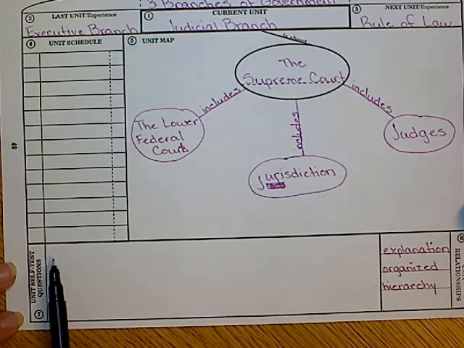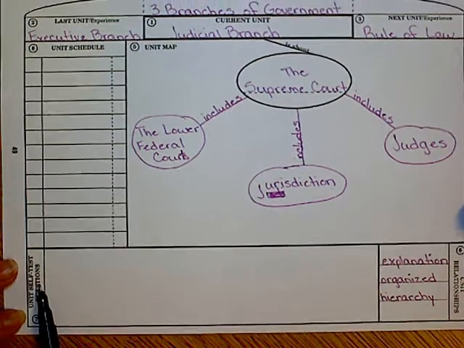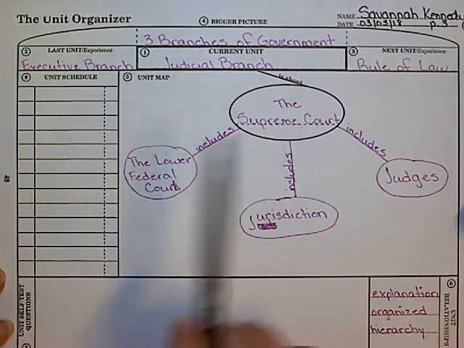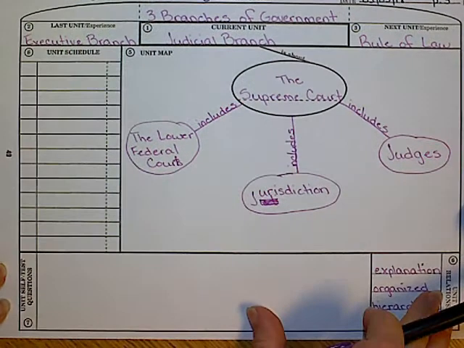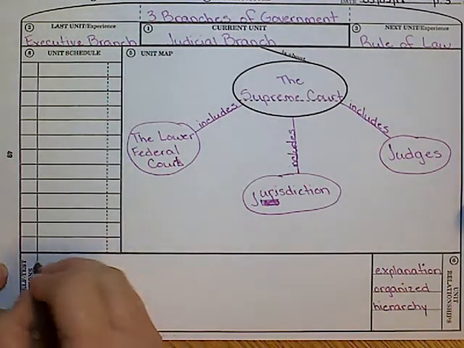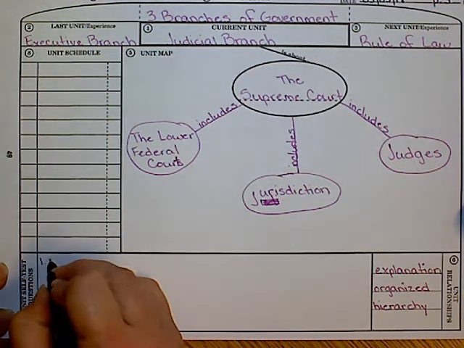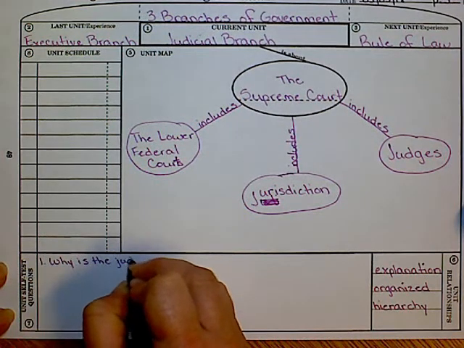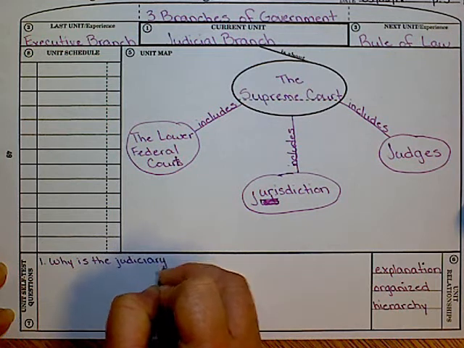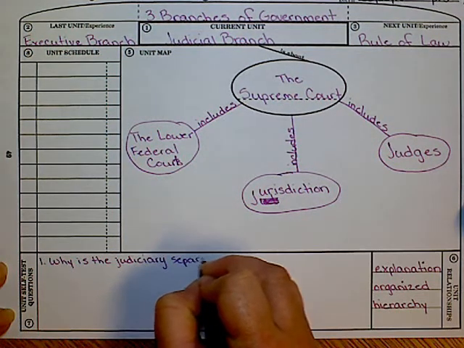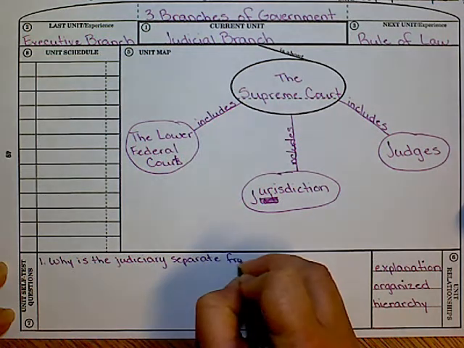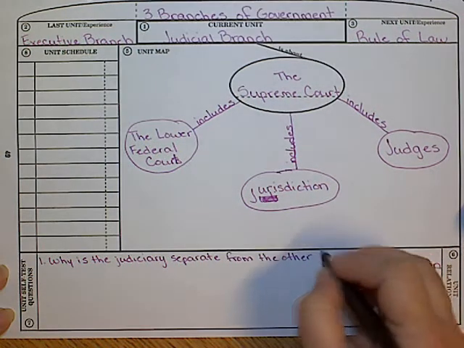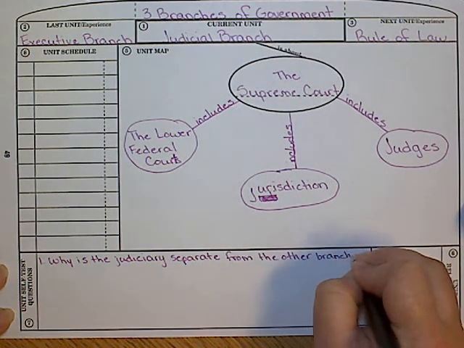Okay, so now we're talking about the unit self-test questions. As we learn about all of this information and we dissect the Supreme Court and what it means in those particular areas, we're going to be asking ourselves 3 questions. The first question is, why is the judiciary separate from the other branches of government?